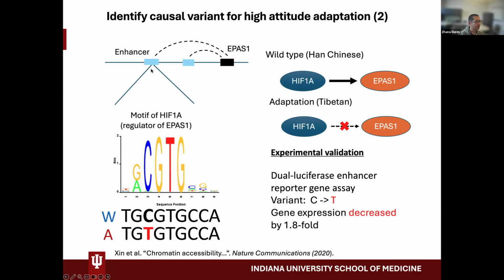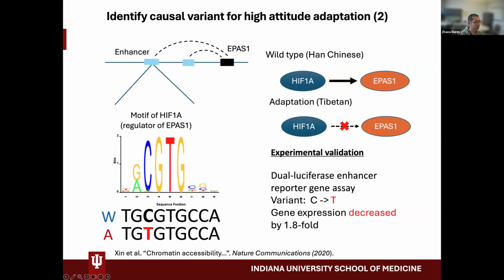The HIF-1 alpha factor is binding to those enhancers of EPAS1. This is the HIF-1 alpha motif. It will recognize GCGTG. That is the motif we recognize. But in Han Chinese, their sequence is like T, G, C, G, T, G, C, C, A. But in Tibetan, this C is changed to T.